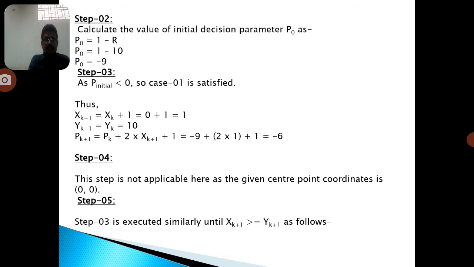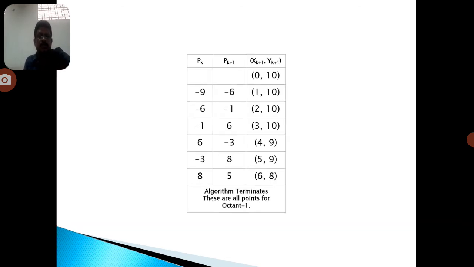So now yk+1 equals yk, and the next decision parameter pk+1 equals pk plus 2 times xk+1 plus 1, which equals minus 9 plus 2 into 1 plus 1, and the total value becomes minus 6. Since minus 6 is also negative, we go for case 1. Now we are going to prepare the tabular form in this way.